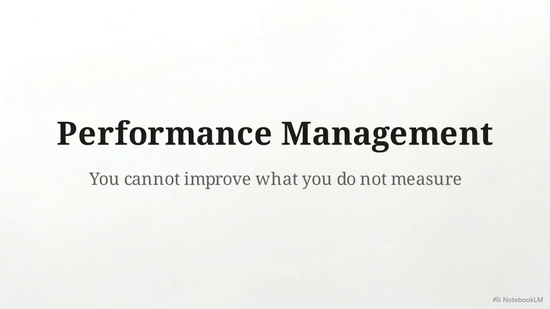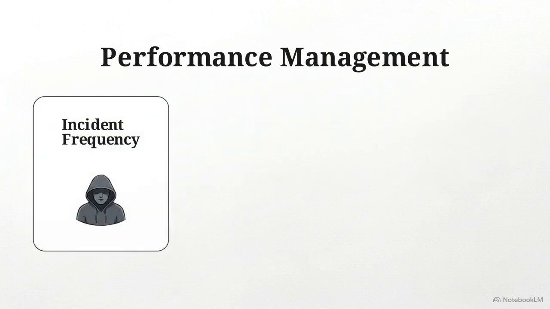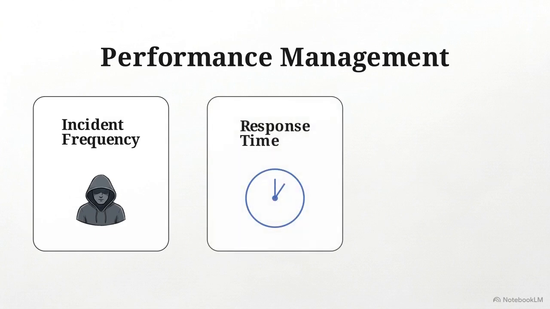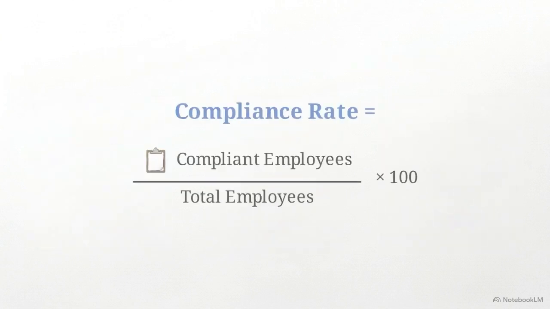To evaluate how well these systems work, we rely on performance management. In computing, there is a strict rule: an organization cannot improve a system it does not measure. We track effectiveness using key performance indicators, or KPIs. Key metrics include incident frequency, the time required to respond to those incidents, and sentiment scores, which measure stakeholder perceptions and organizational reputation. Let's look at the mathematical formulas behind these metrics.